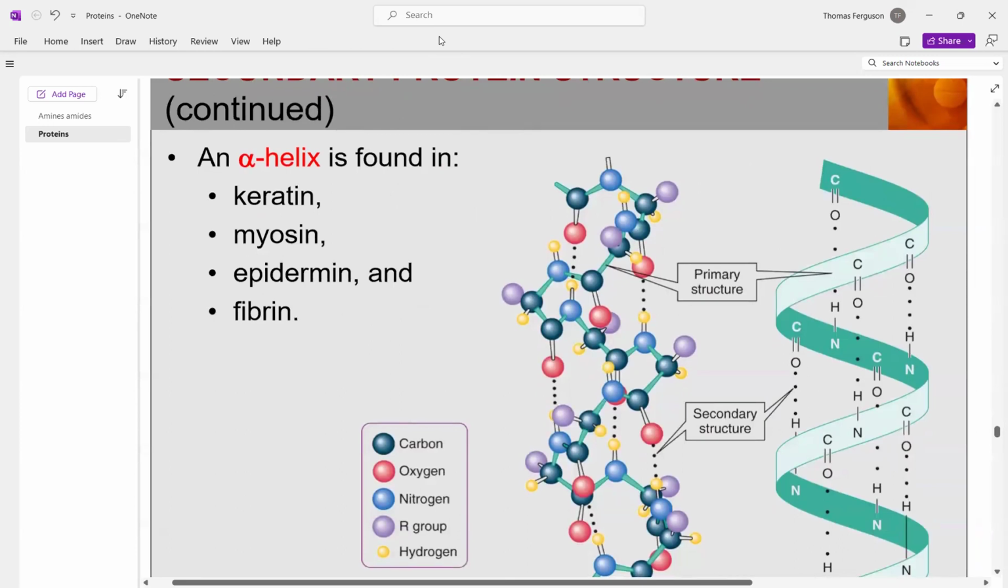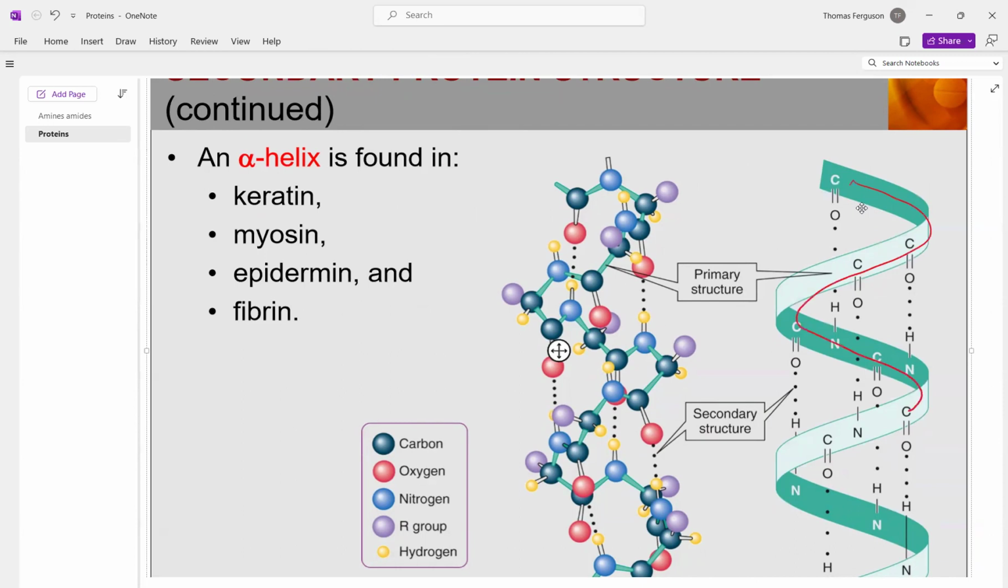Okay, so let's look at this now. The primary structure on this particular protein is here. That's the sequence of the amino acids. Here is where you get that hydrogen bonding attraction going on. And that's what links this up and makes it twist. Those are examples of a pure alpha helix.